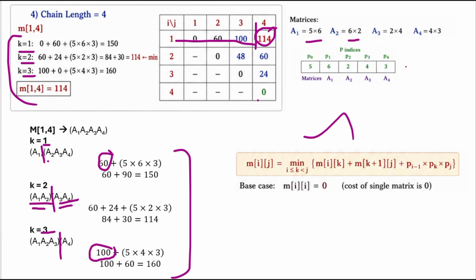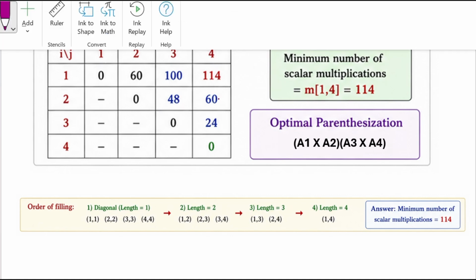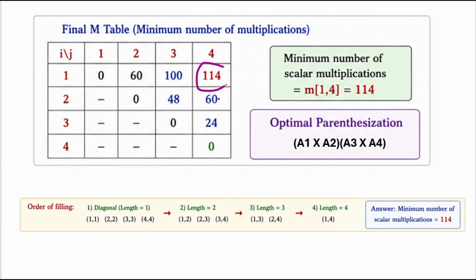That value is 1, 1, 4. Right. So this is the final M table, minimum number of multiplications. So the minimum number of scalar multiplications is 114. Then the optimal parenthesization is A1 into A2 and A3 into A4. This is the simplest method. Clear? Clear? Okay.